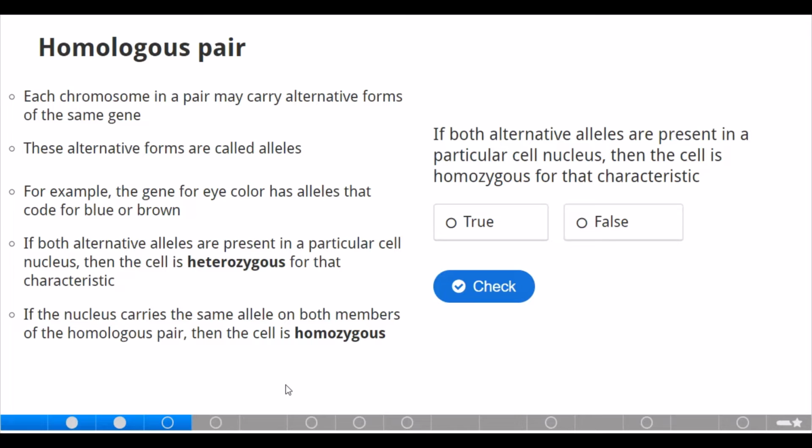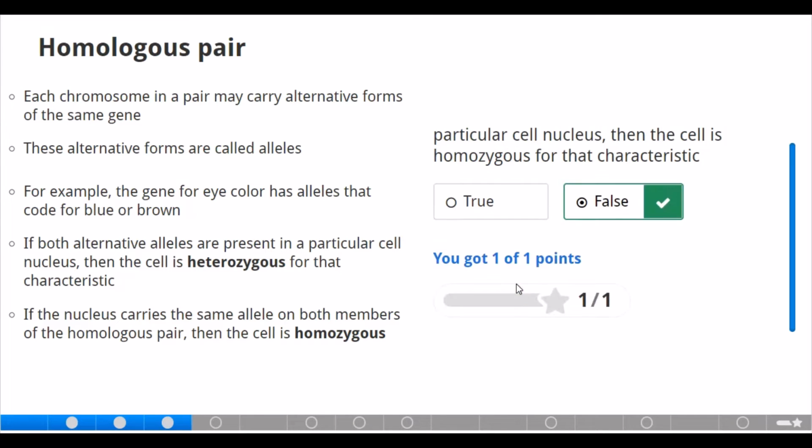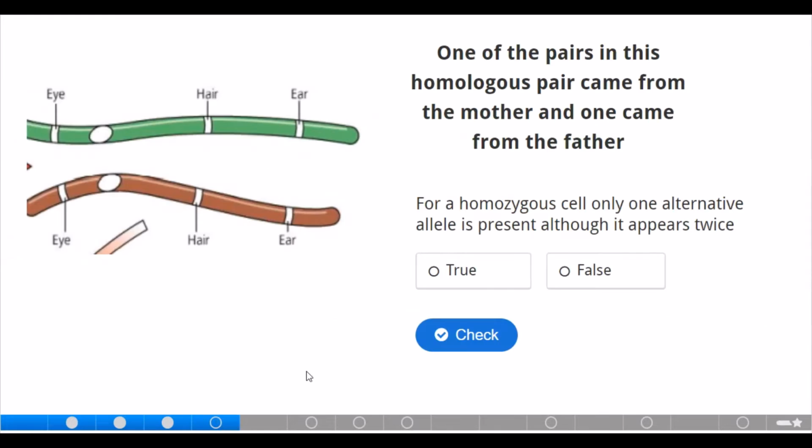If a question says if both alternative alleles are present in a particular cell nucleus, then the cell is homozygous for that characteristic, true or false? False. Because it's clearly stated that for alternative alleles to be present, then the cell is heterozygous.